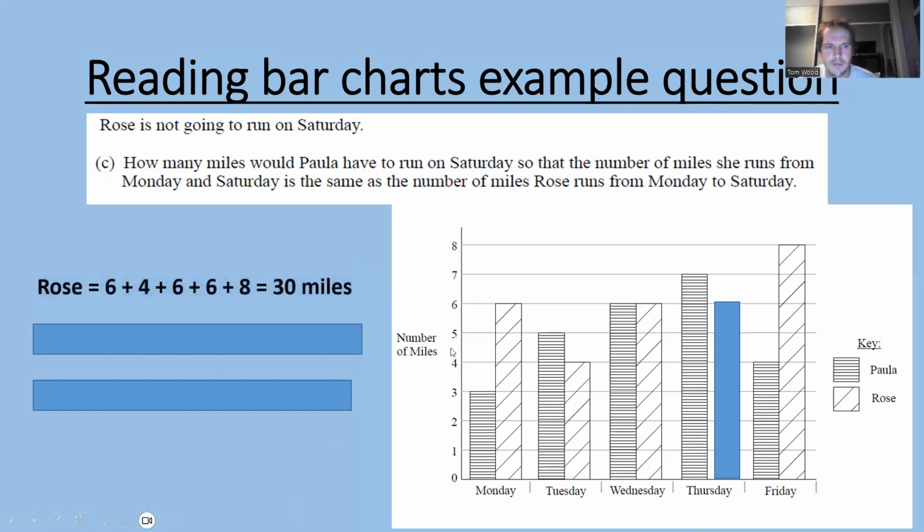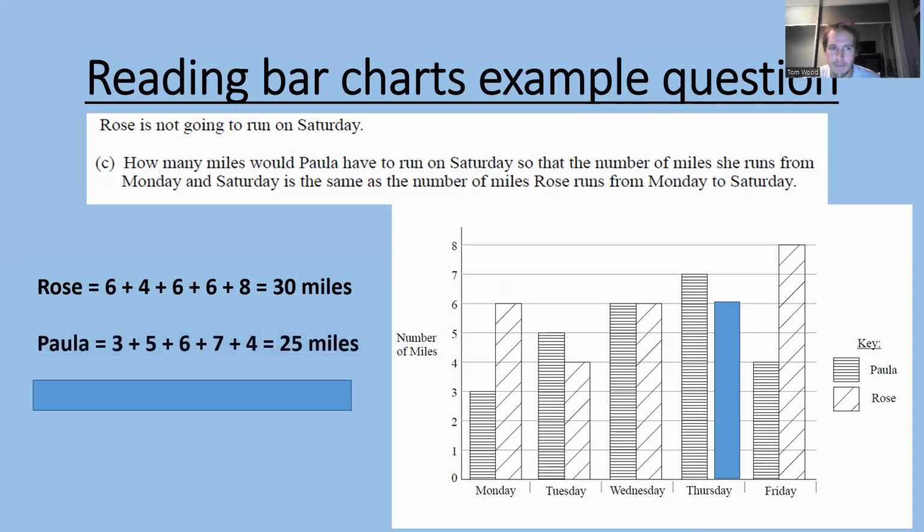So first of all, how much has Rose run? How many miles has Rose run? We're going to go through there and add up all of hers. So she's the diagonal line. So we've got 6 and 4 and 6 and 6 and 8. We're going to add all of them together and we've got 30. How much has Paula run? Paula in total has run 25 there. So the difference between them is going to be 5 miles. So if you said 5, absolutely amazing.